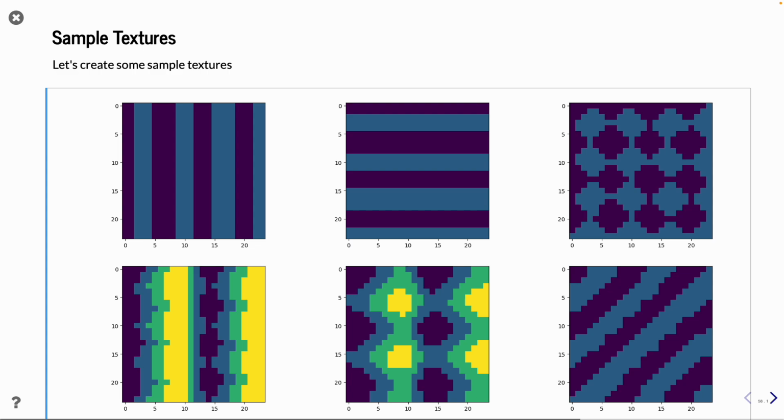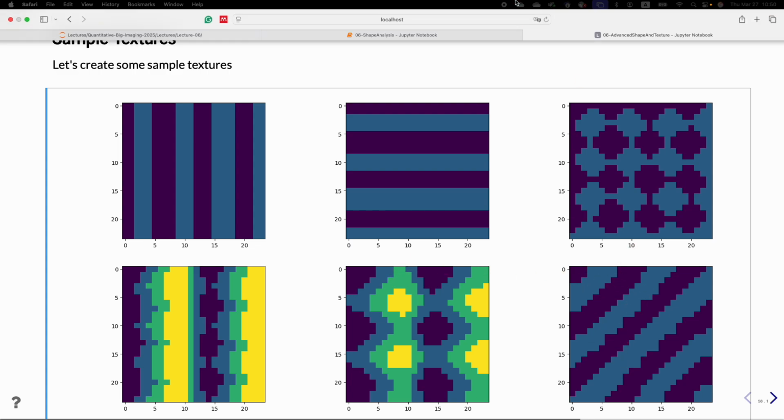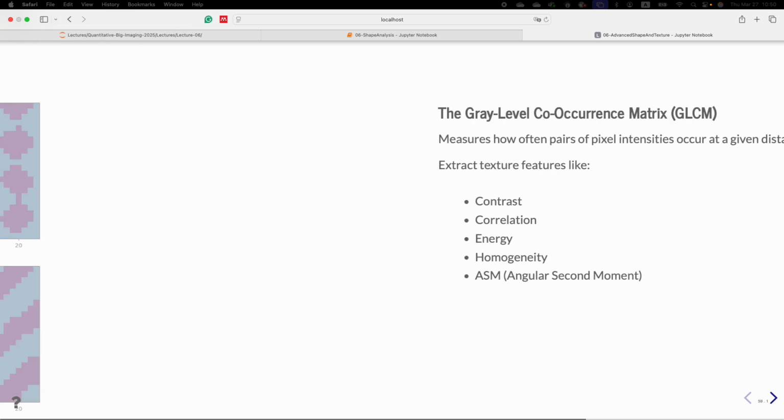We start with some test textures. So we have these ribbed patterns, we have dots. Another one is a smooth version of that one, I think, and that's another smooth version of also some kind of dotty pattern. And then we have the diagonal pattern. And now we want to characterize these in different ways.